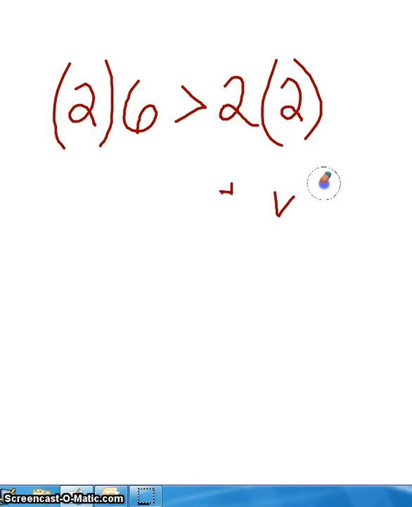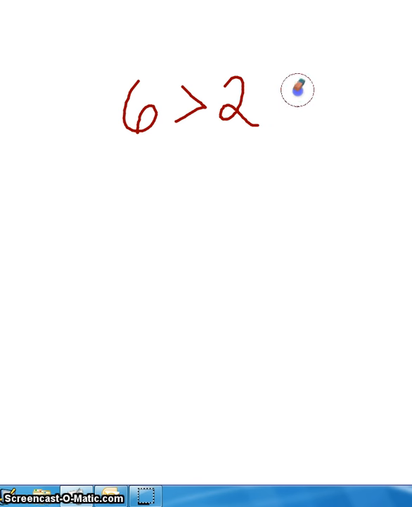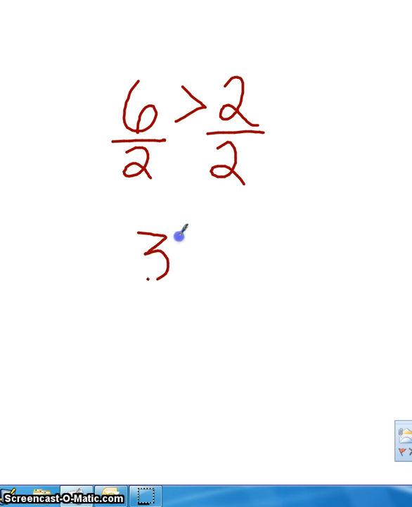So let's try something else. What if I took those same numbers, my 6 and 2, and now I divide by 2? What I'm going to get is 3 is greater than 1. Is that a true statement? Yes, it is.